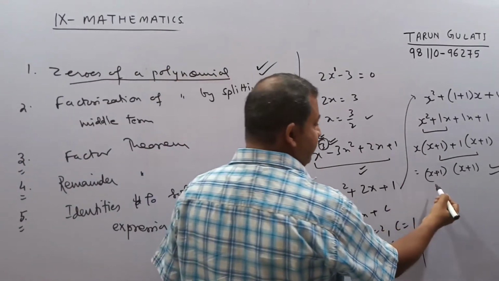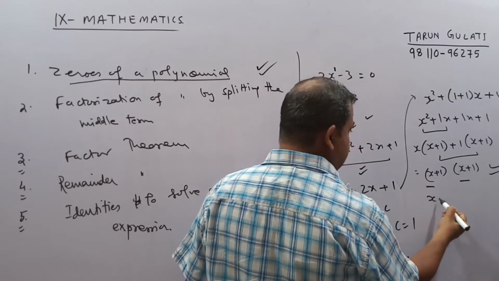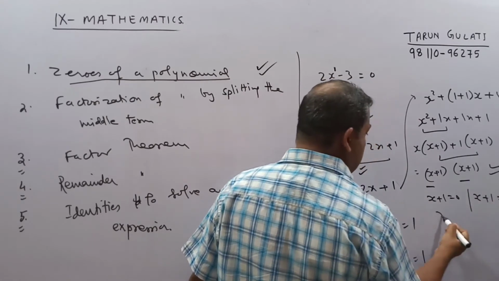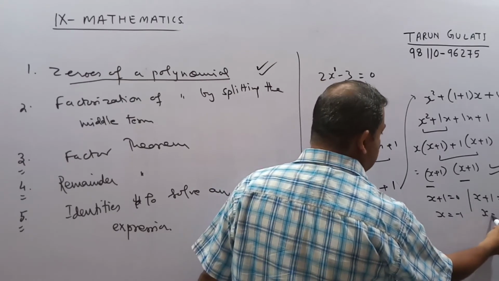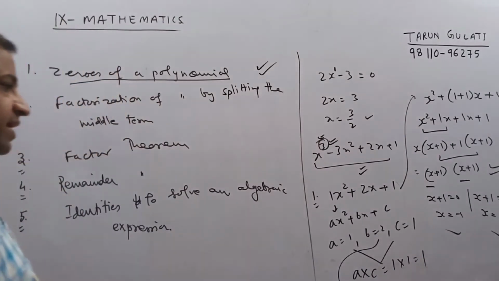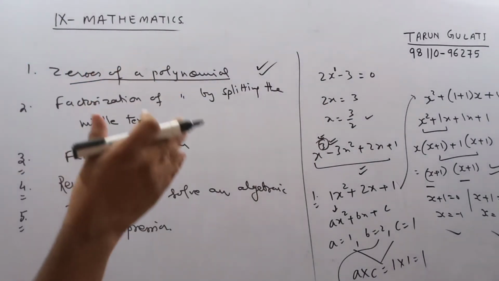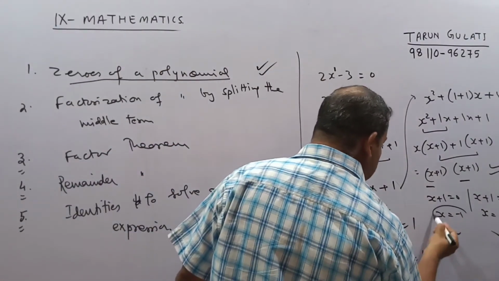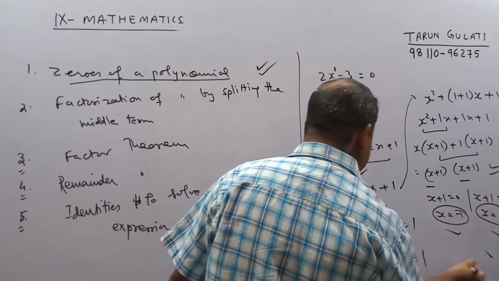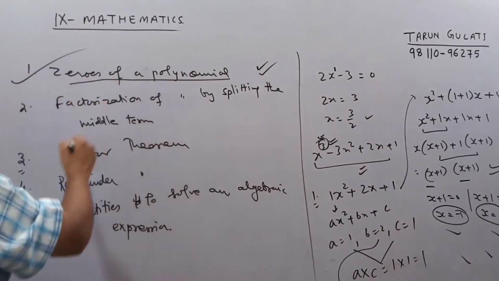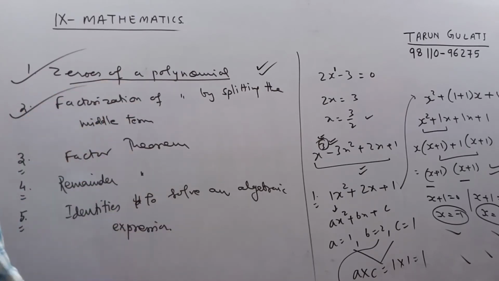Now if you want its zeros, x plus 1 is equal to 0, so x is equal to minus 1. There are two values of x, x equals minus 1, which are identical here, but two zeros will exist. I suppose the meaning of zeros of a polynomial is clear to everyone, and splitting the middle term is clear to everyone.